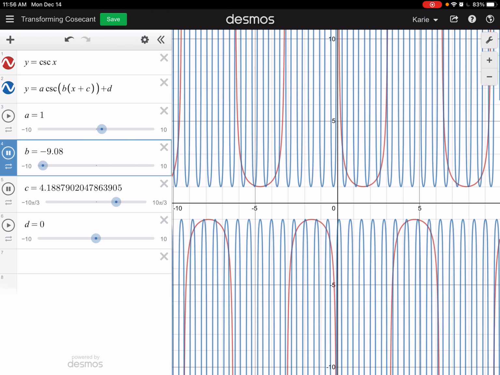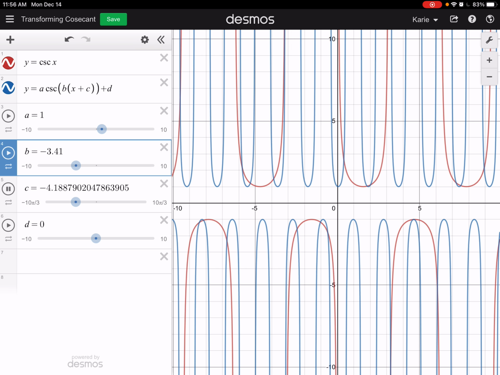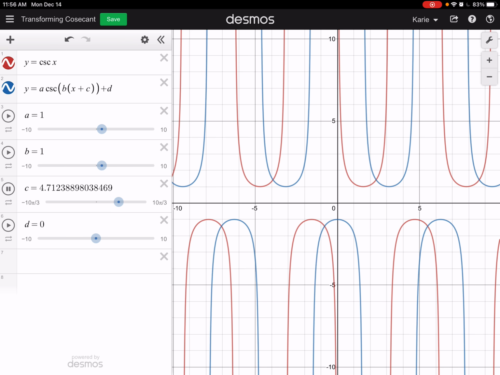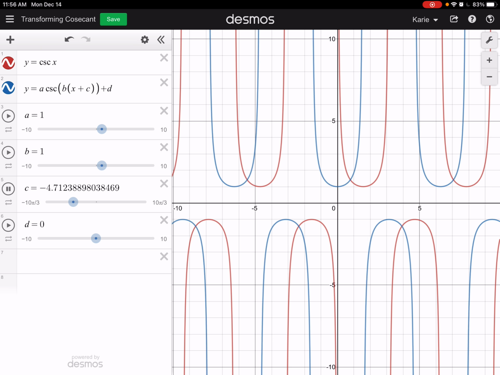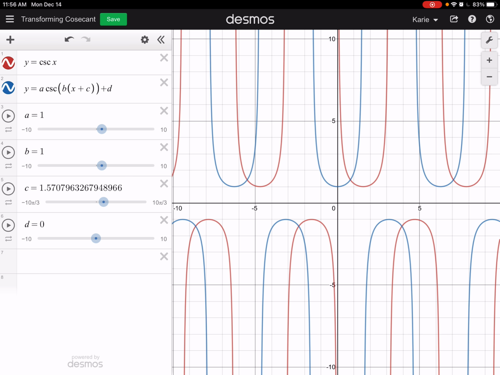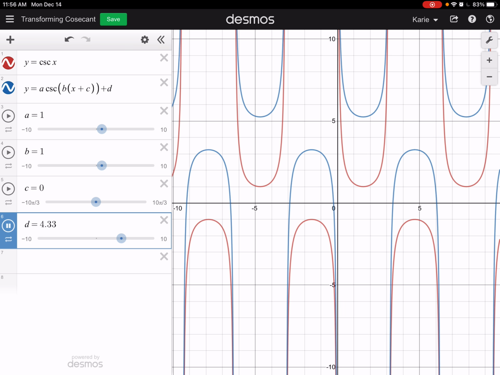And then C, oh dear, I should do one at a time. C shifts everybody. Let's bring this back to 1. And now you can see that it's shifting just left and right, the appropriate amount. And then, of course, let's go back to 0. And then, of course, D shifts us up and down.